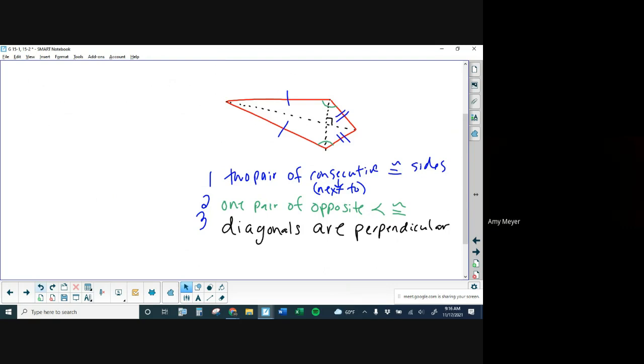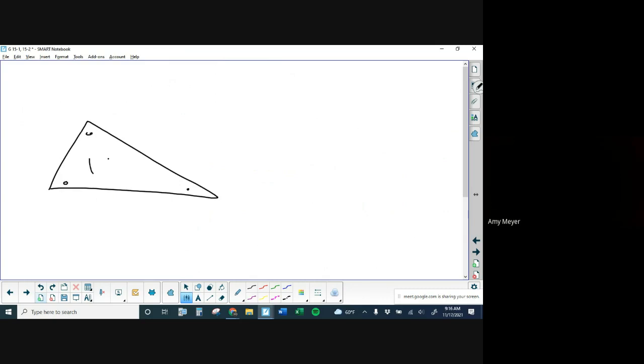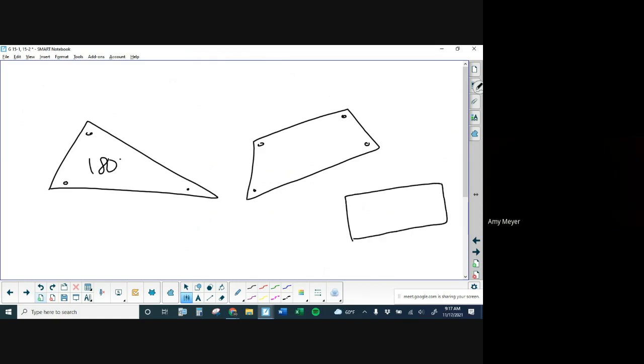One other thing that we're going to talk about is, if I have a triangle, what do all 3 angles add up to in a triangle? 180. Did you know in any 4-sided figure, all 4 angles add up to a certain number? They do. I think you can figure out that number. What about the 4 angles in a rectangle? What do they add up to? 90, 90 is 180, 180 is 360.